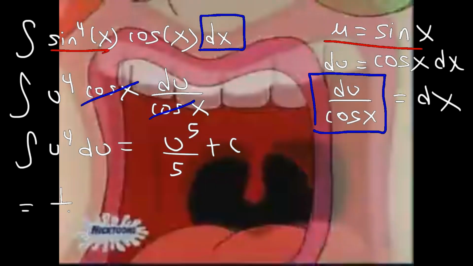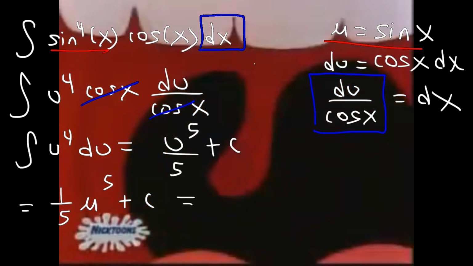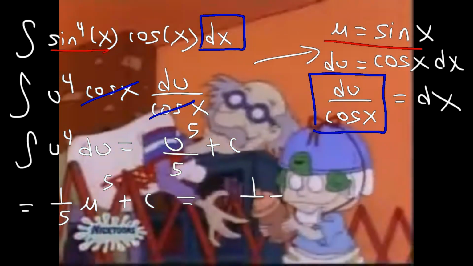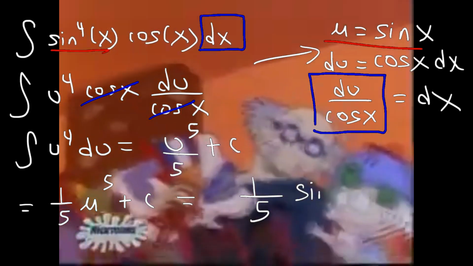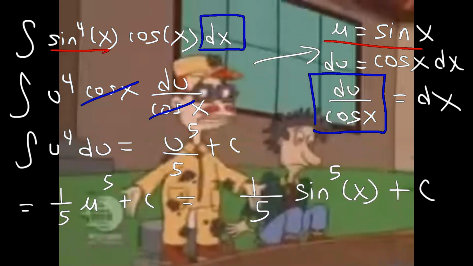So we have 1/5 u to the 5 plus c. And the last thing we need to do is replace u with sine x. So it's 1/5 sine raised to the 5th power of x plus c. And that concludes this problem.